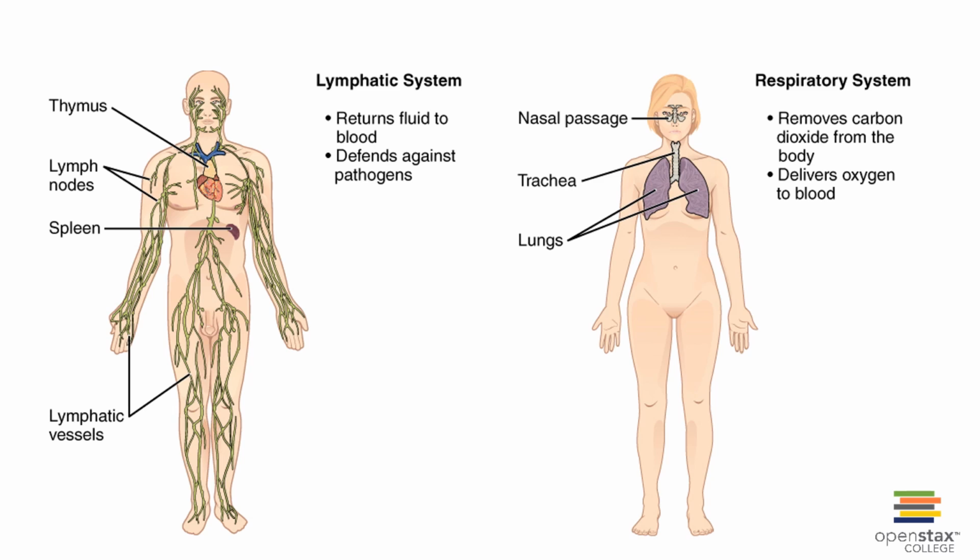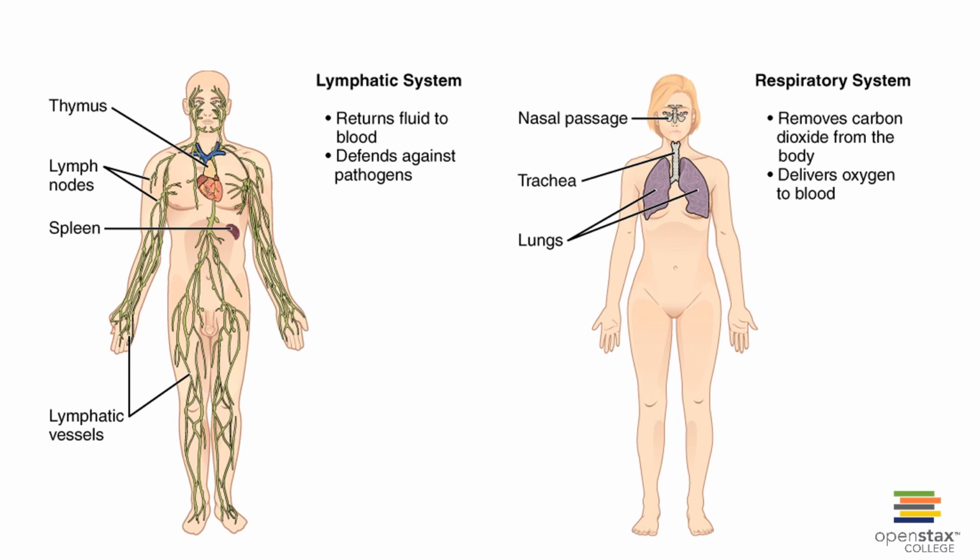The respiratory system is also shown here, and it's composed of the lungs, trachea, larynx, and nasal passages. And this is where we have the exchange of respiratory gases, like oxygen and carbon dioxide, between the air and circulating blood.